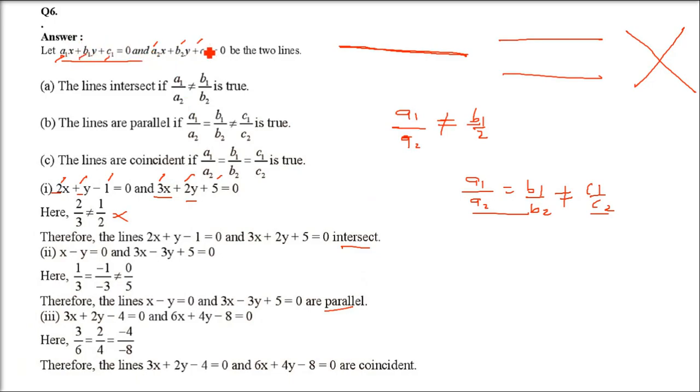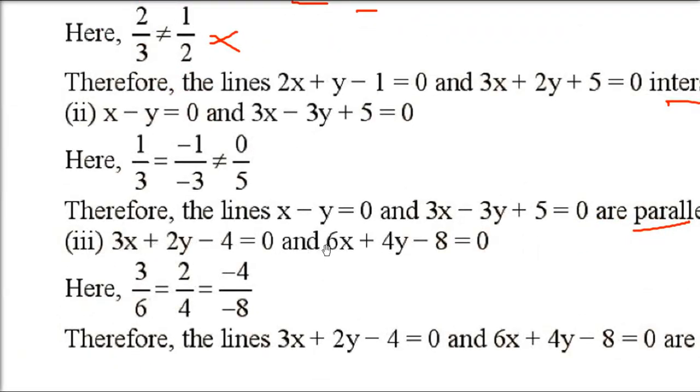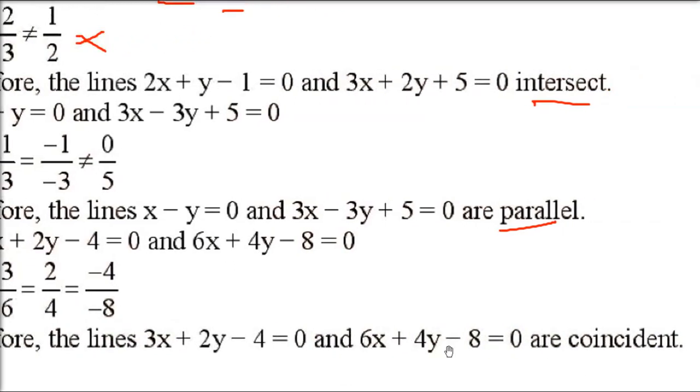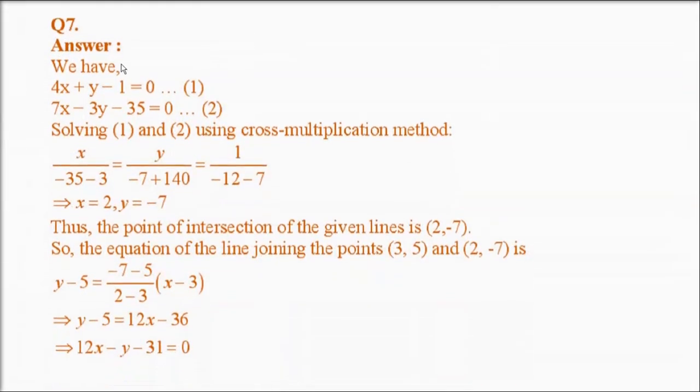Now when a1 by a2, b1 by b2 and c1 by c2 are all equal, that means you are talking about the same line. So if you take this one, 3 by 6, 2 by 4, and minus 4 by minus 8, they are all 1 by 2. So when they are all equal, that means you are talking about the same line. There is no other line. Coincident lines these are.